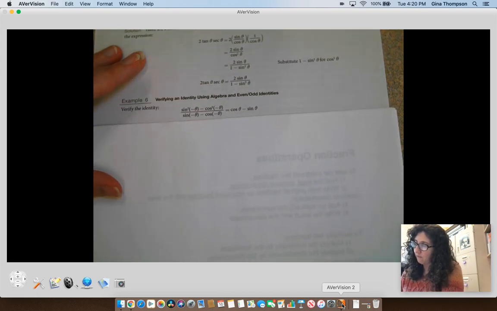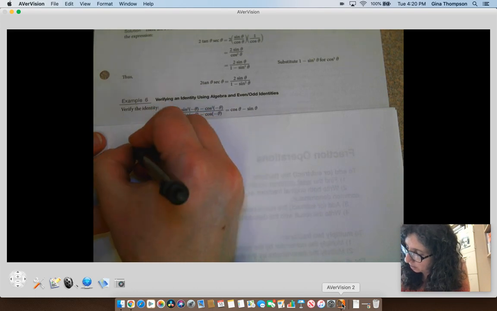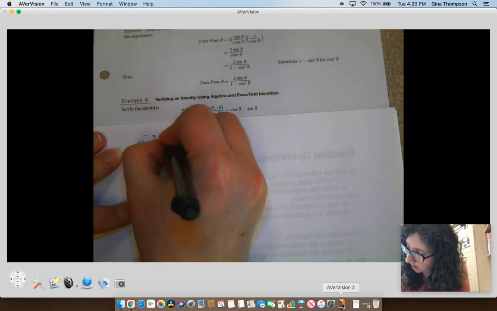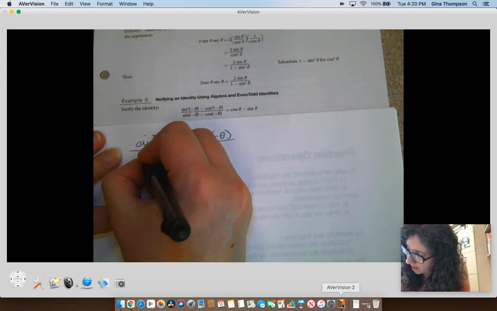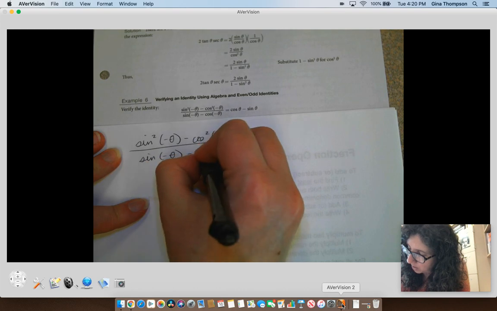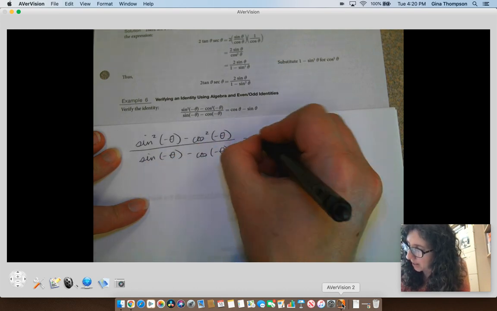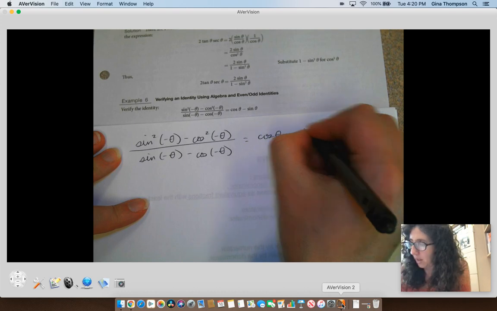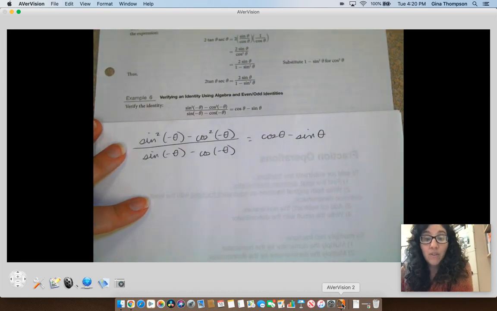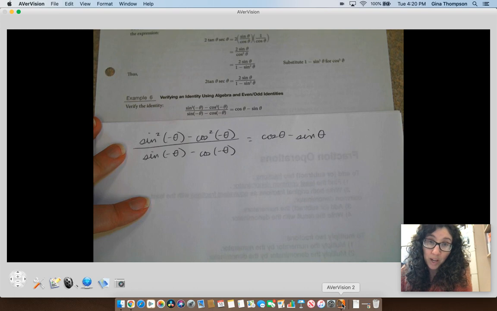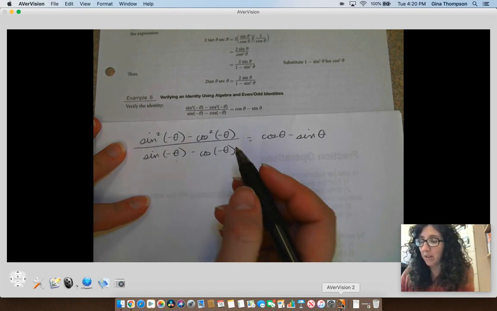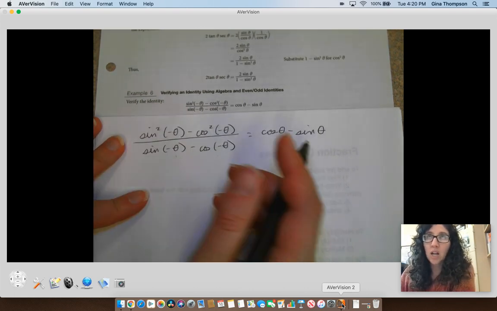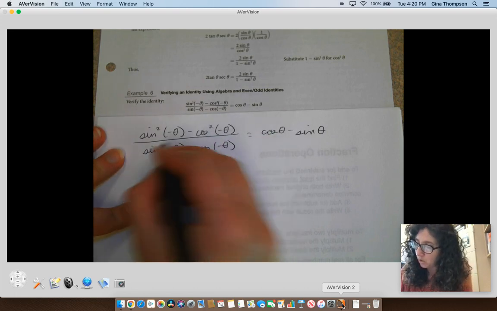Example 6, verify this identity. Okay, sine squared of negative theta minus cosine squared of negative theta over sine of negative theta minus cosine of negative theta. They want us to show that that's equal to cosine theta minus sine theta. Okay, everything's already in terms of sine and cosine, so we can't use that trick. But I do see a lot of trig functions of negative values in here, right? So let's think about what's even and what's odd. Sine is odd, cosine is even. So how can I rewrite this?